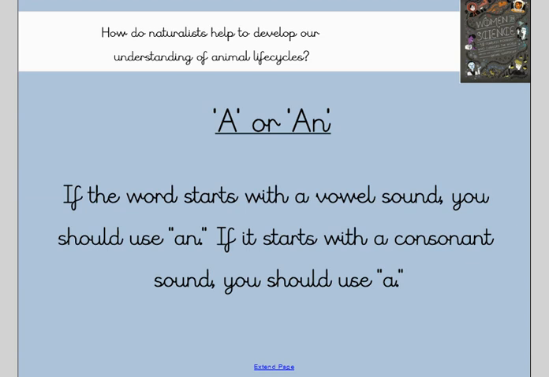A or an, okay? So if your word starts with a vowel sound, so the sound of a vowel, then you should use an. So when you're using amphibian, okay, it starts with an a sound, doesn't it? So we're going to be using an amphibian, not a amphibian. And if it starts with a consonant, you should use a. So when we use frog, okay, it starts with an f sound, we're going to say a frog, not an frog. So I want you to really think about that today.